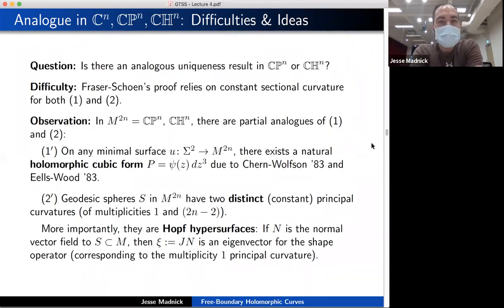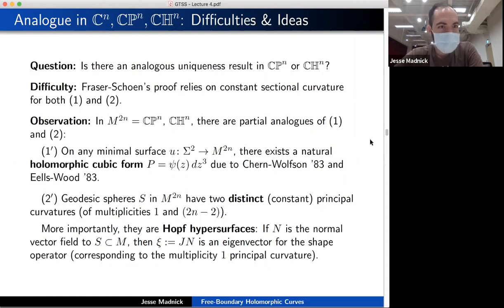The geodesic spheres in CP^n and CH^n are what are known as Hopf hypersurfaces. And what that means is if you take the normal vector field to the hypersurface, and then you take J of that, it ends up being an eigenvector for the shape operator. That's a very striking property. That's what it means to be a Hopf hypersurface in a complex manifold, I guess a Kähler manifold. And this eigenvector actually corresponds to this asymmetric part. It corresponds to the multiplicity 1 principal curvature. So these are 2 observations that suggest that maybe there's some sort of modification of Feza and Chang's result to the setting of CP^n and CH^n.